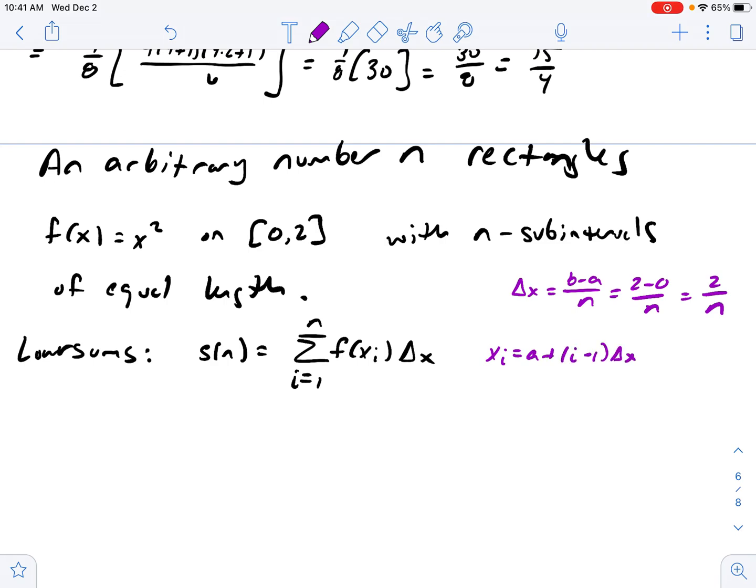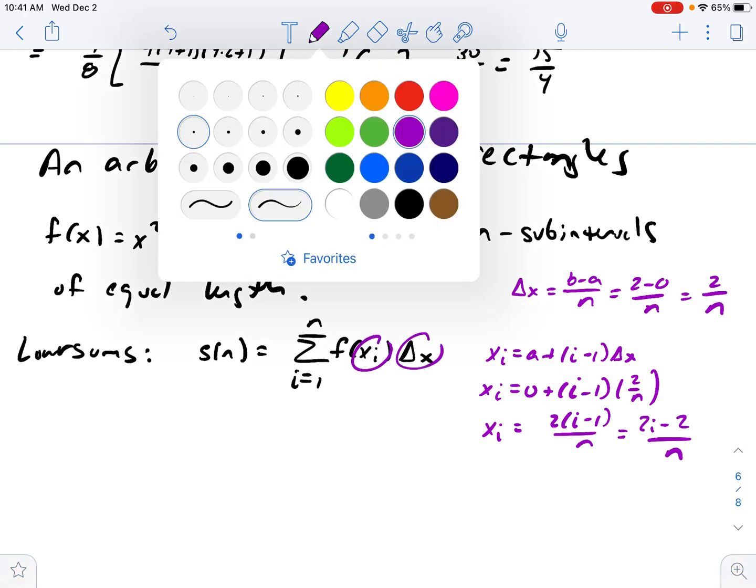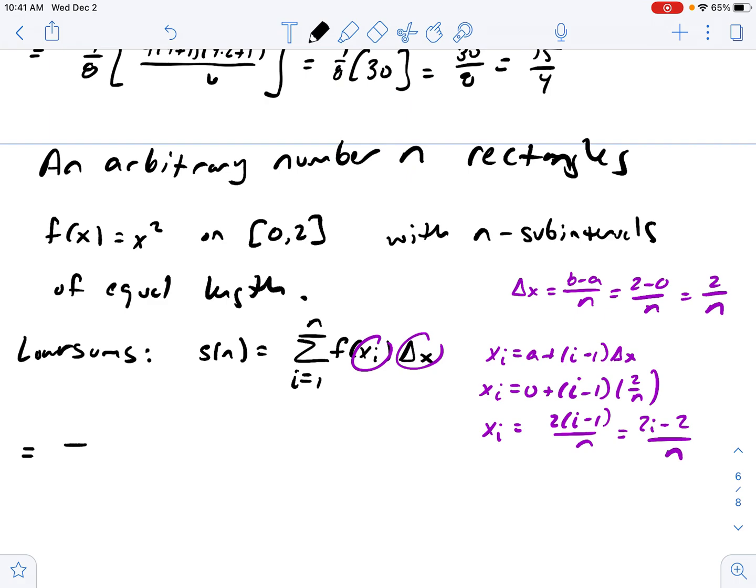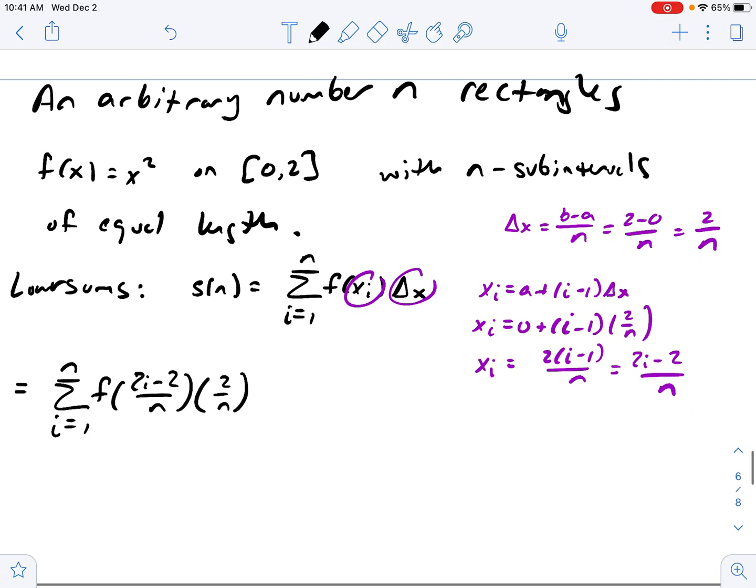x sub i is a plus i minus 1 delta x for the lower sums here. 0 plus i minus 1 times 2 over n. So we could write this as 2 times i minus 1 over n, or 2i minus 2 all over n if we choose. Okay, so we're going to sub in for x sub i and delta x. Let's see where this takes us. So we've got summation i goes from 1 to n of f of 2i minus 2 over n times delta x, 2 over n.